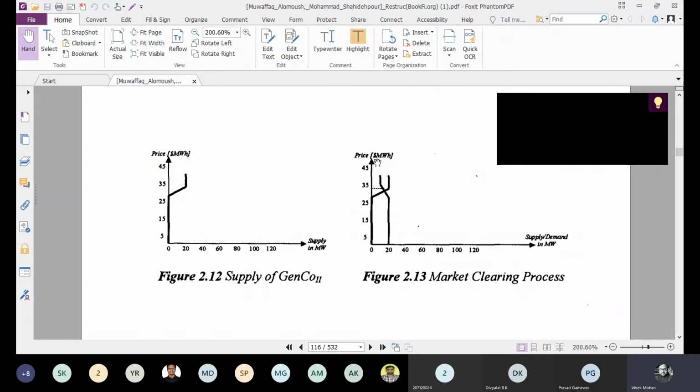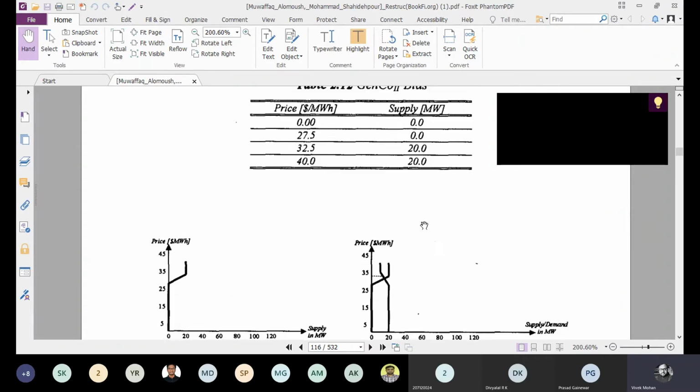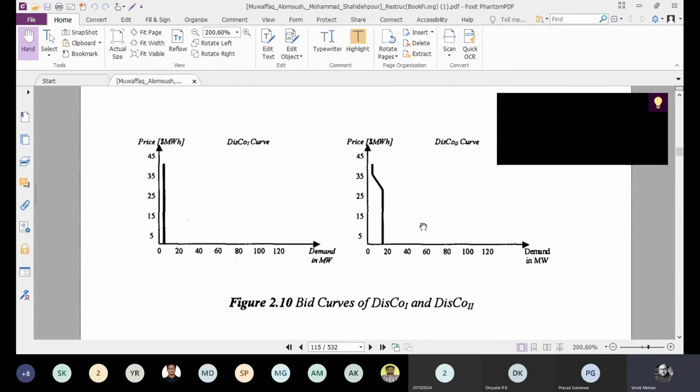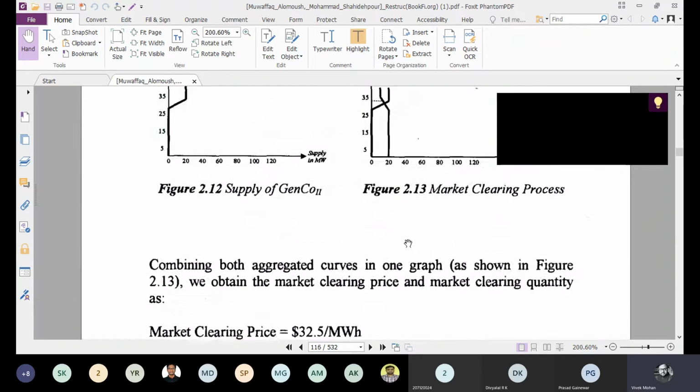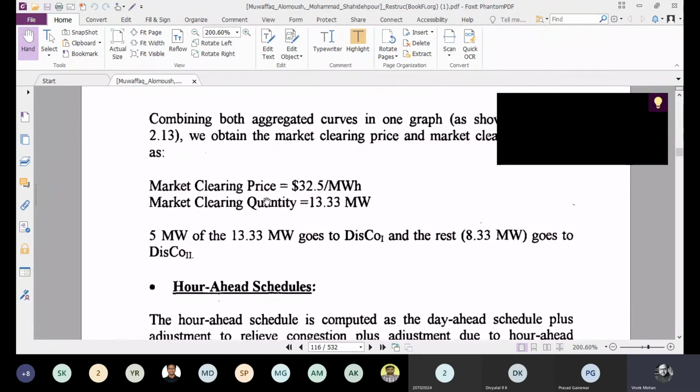And we draw both on the same plot and we find the market clearing price and market clearing quantity from here. The same way what we have done in the day ahead market, the same thing we are repeating here. Now we get the new market clearing price as $32.5 per megawatt hour, and 13.33 megawatts as market clearing quantity.